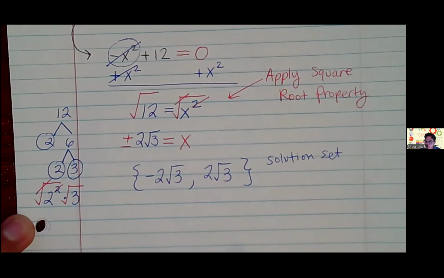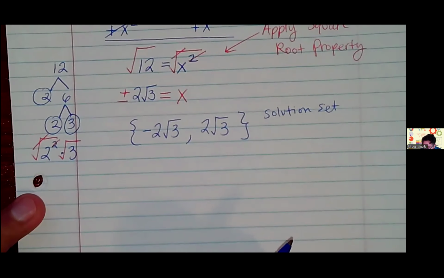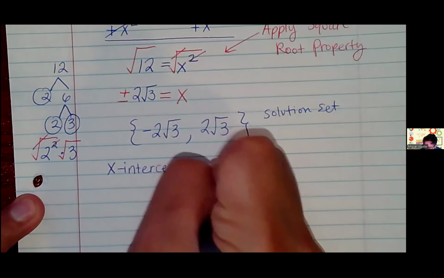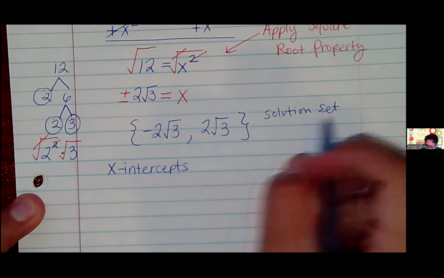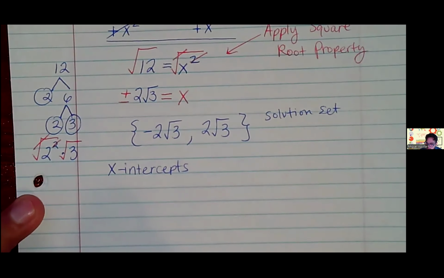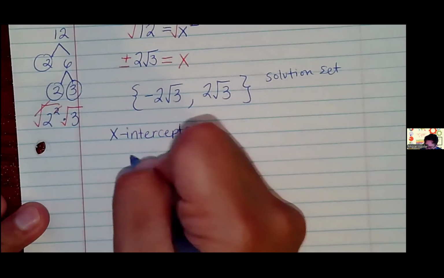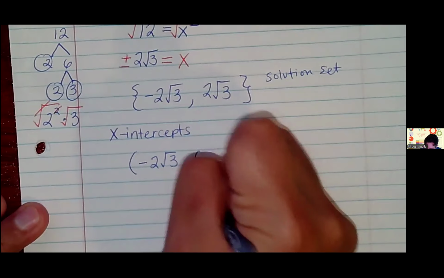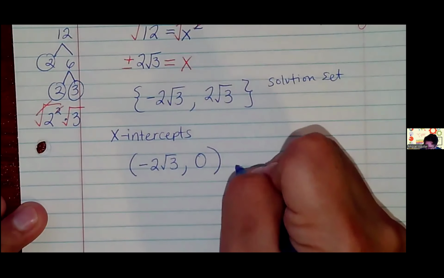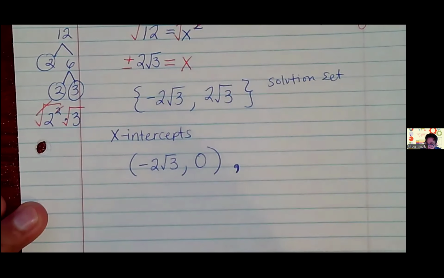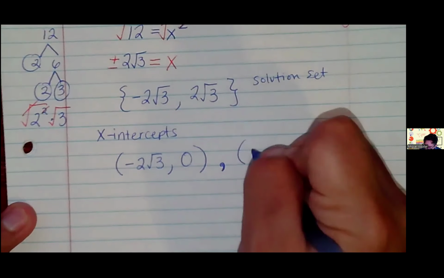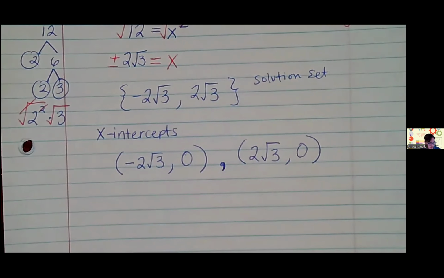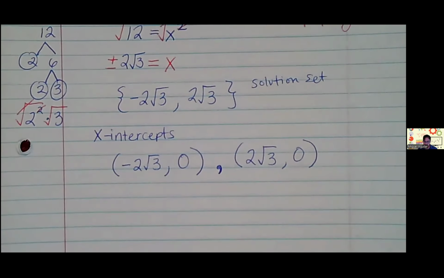However, we're not finding a solution set for this equation. What we're trying to find are the x-intercepts. And these, in our solution set, are our x values, right? So our intercepts are negative 2 root 3, comma 0, and I'm putting a little comma here, positive 2 root 3, comma 0. Are you guys okay with that?